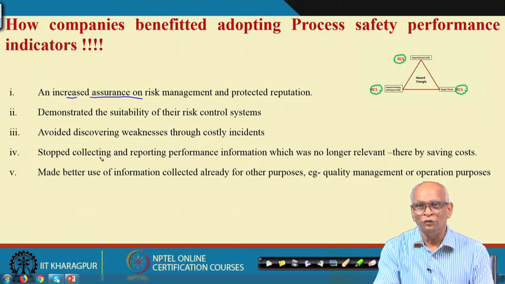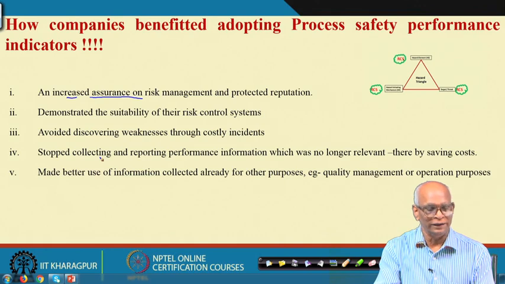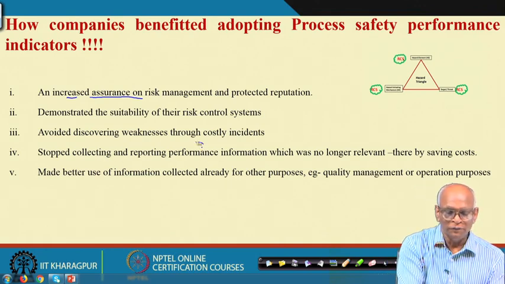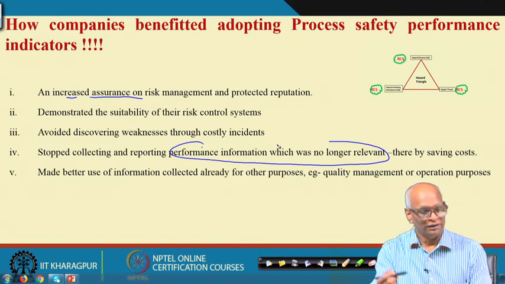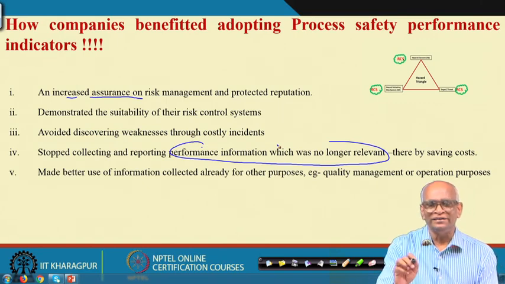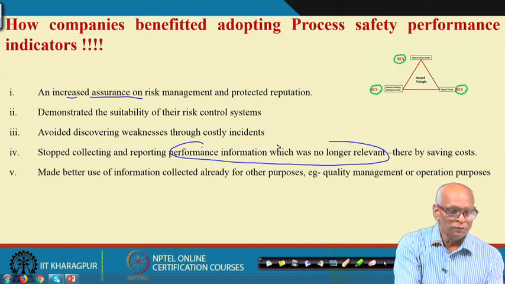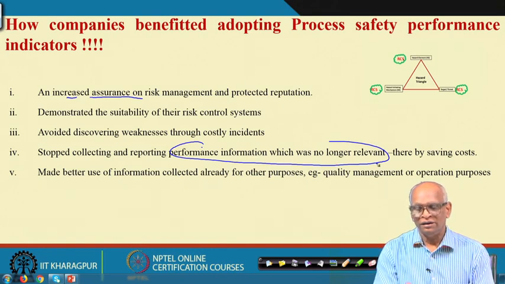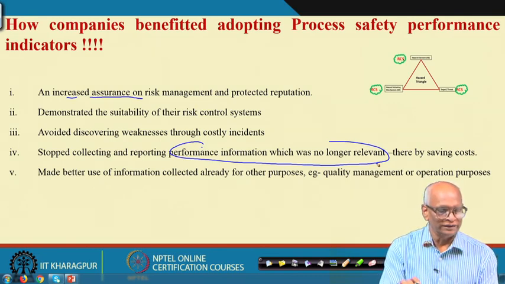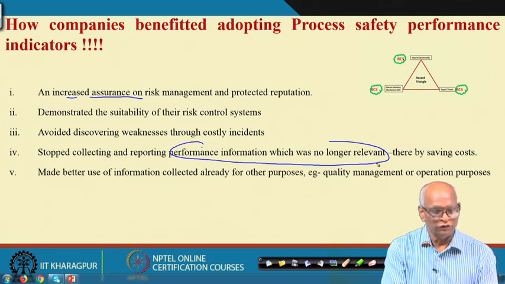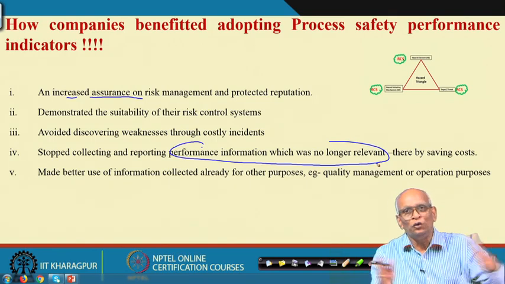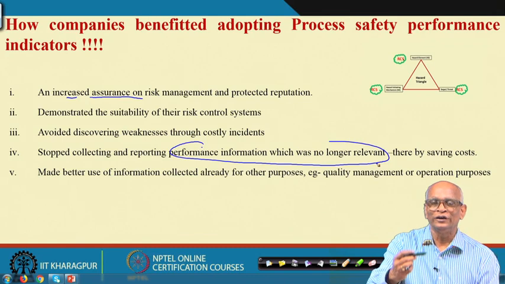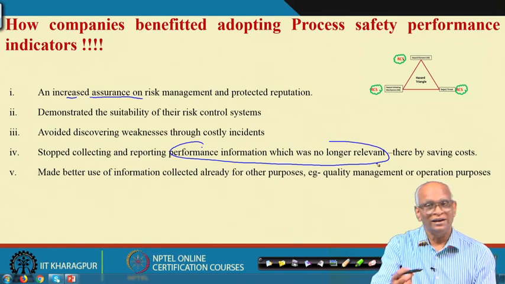Organizations who have put the safety performance indicators in place have stopped collecting and reporting performance information which was no longer relevant. Irrelevant information they stopped collecting, and made better use of information collected already. With the safety performance indicators, you will have plenty of data, huge data. When you have huge data, you can do very good analysis, put the analytics and take the benefit of it.